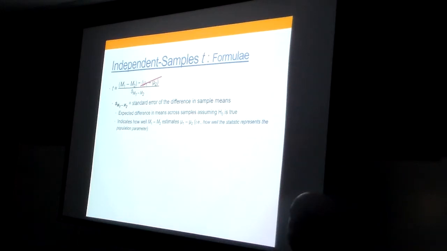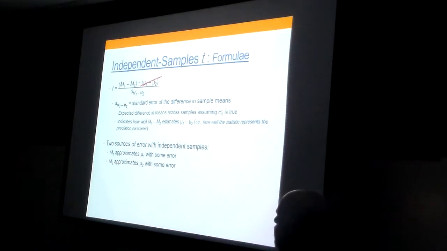And so again, this is giving us our expected difference in means across samples, assuming the null is true, and is giving us an indicator, just like when we were calculating our standard error of the mean, of how much M1 minus M2 estimates population 1 minus population 2, right? Anytime we're talking about a standard error, you want to make sure that you know the standard error of what, but the interpretation is always going to be identical. It's how well this statistic represents the population parameter. Okay.